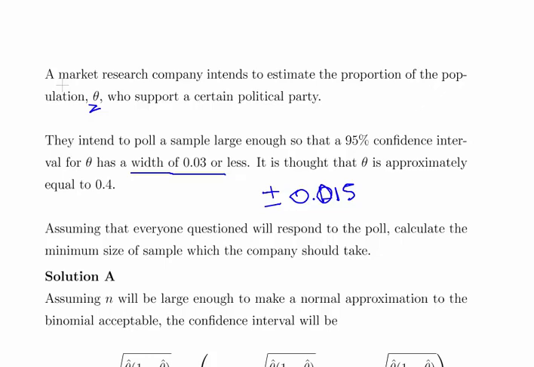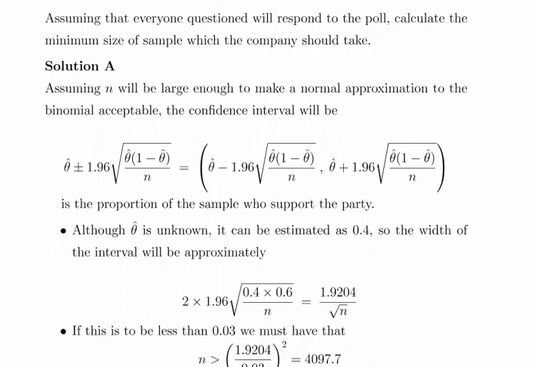Now there's two solutions to this. One is following from a hint given in the question, and one is a more conventional approach to doing it when you're not given a hint. So assuming that n is large enough to make a normal approximation to the binomial acceptable, the confidence interval will be as follows. Now this is the main part of the confidence interval here, okay? But this is the upper and lower bound of the confidence interval.